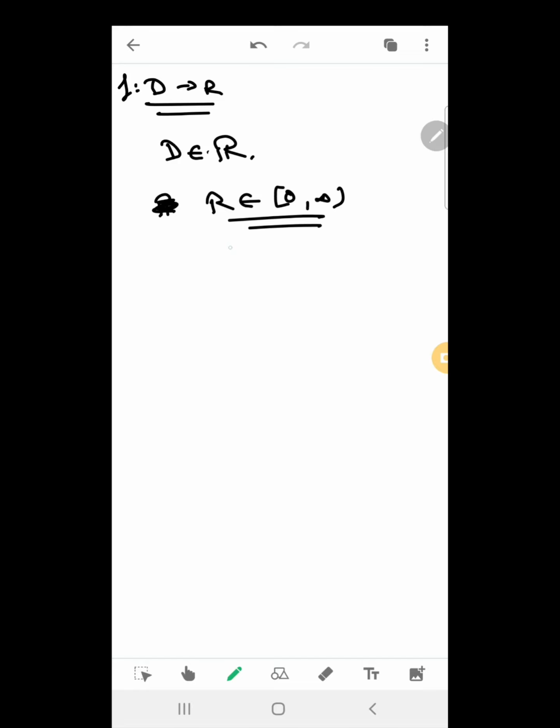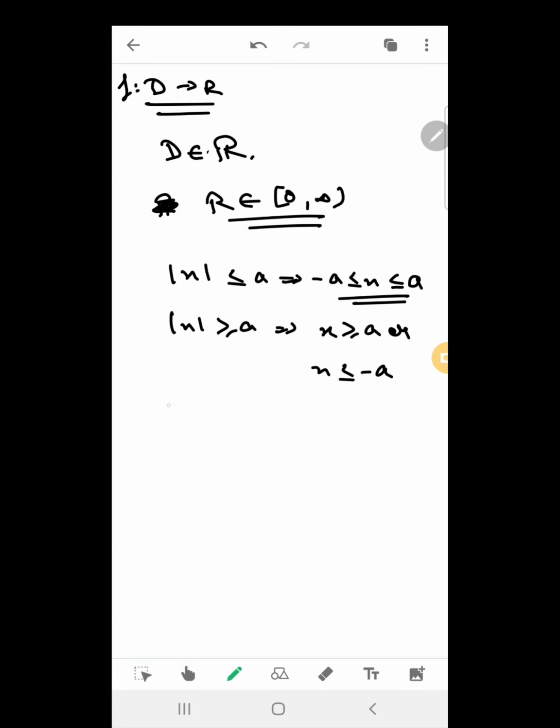Talking about the properties of the modulus function, if mod x is less than or equal to a, then that implies x lies in the range minus a to a. If mod x is greater than or equal to a, then x is greater than or equal to a, or x is less than or equal to minus a. Mod of x plus or minus y is always less than or equal to mod x plus mod y, and mod of x plus or minus y is always greater than or equal to mod of mod x minus mod y.